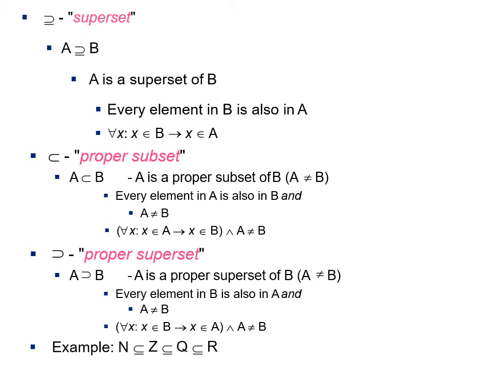Next one we have proper subset, having this symbol. A is a proper subset of B. So every element in A is also in B, and A should not be equal to B. That is your proper subset. Next one we have proper superset, having this symbol. A is a proper superset of B. Every element in B is also in A, and A should not be equal to B. So that is proper superset.